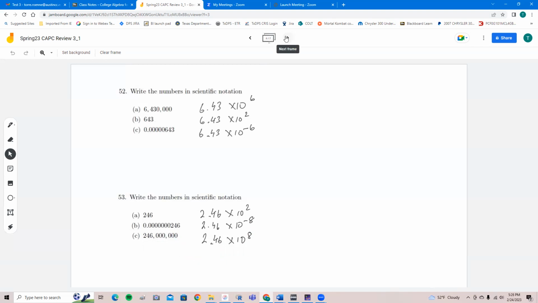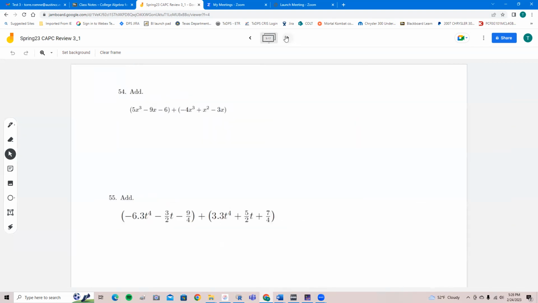Okay, that's 52 and 53. Next, we have 54. Says, I'd rather both of these just say add, right? We're just going to add some polynomials. The nice thing about adding polynomials is I can just drop the parentheses because the plus, I mean, you can think of it as distributing the plus like we distribute the negative, but it does not change any of these signs. So in the end, it's just like rewriting all of this with no parentheses. Plus negative 4x cubed, that's minus 4x cubed plus x squared minus 3x.